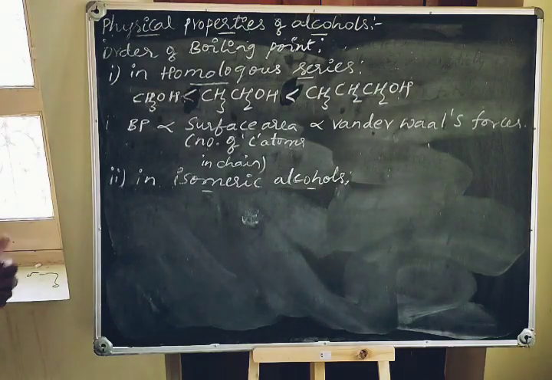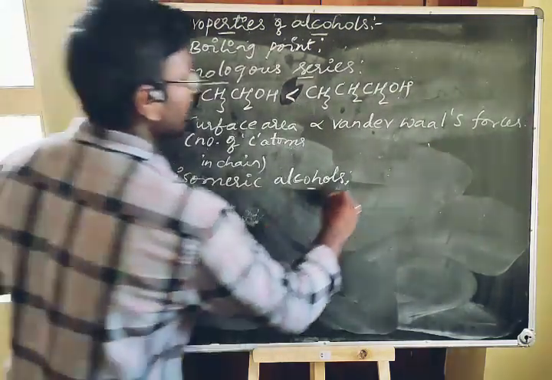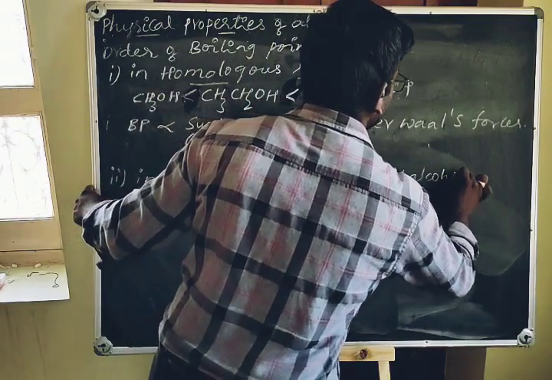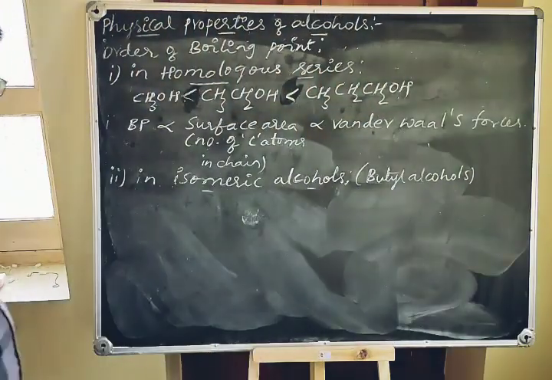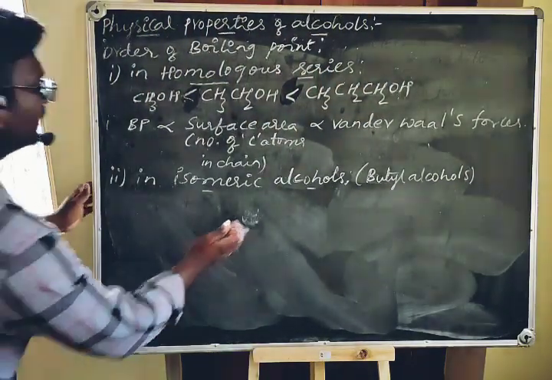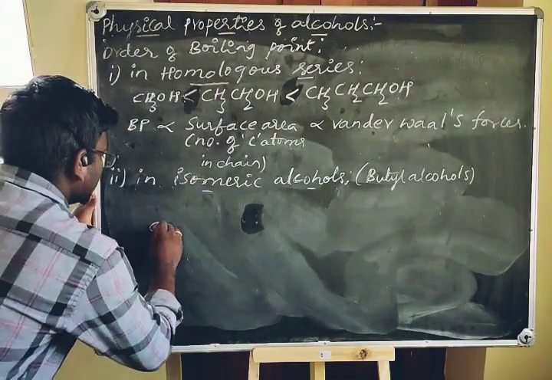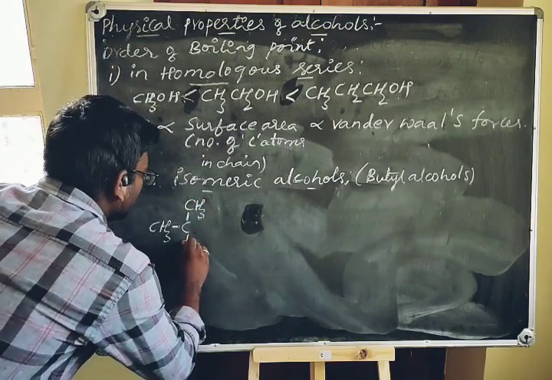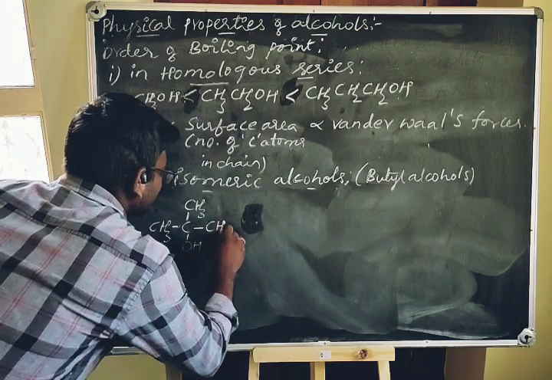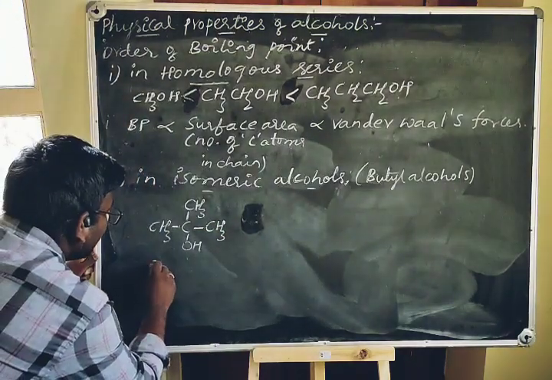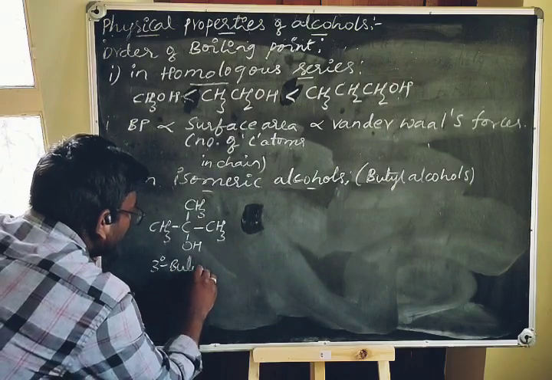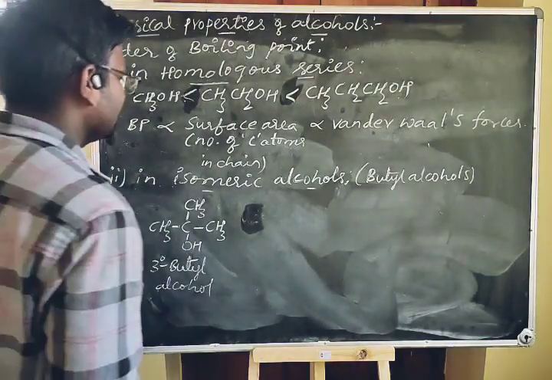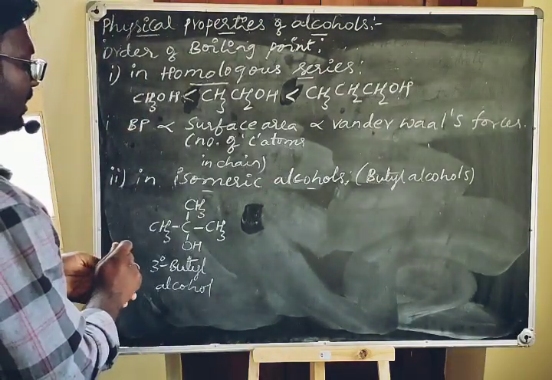Okay, let's take butyl alcohol. For example, we shall take butyl alcohol, and you know this has four isomers. Here we shall consider CH3, CH3, and OH here, and CH3 here. This is a tertiary butyl alcohol. Okay, and let's consider some secondary butyl alcohol.